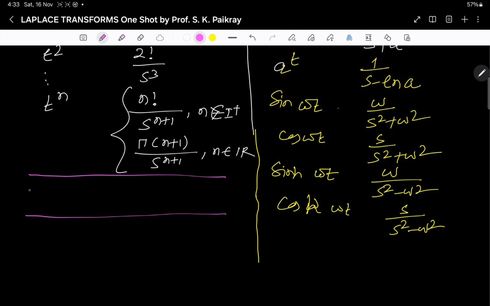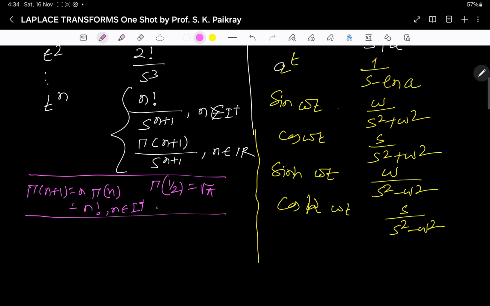So recalling the gamma function here, gamma of n plus 1 is n gamma n. And it is factorial n when n is a positive integer. And here gamma of half is root pi.